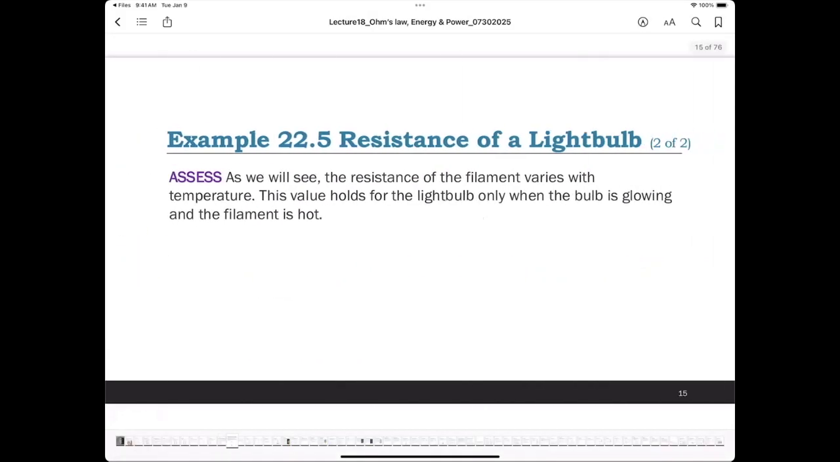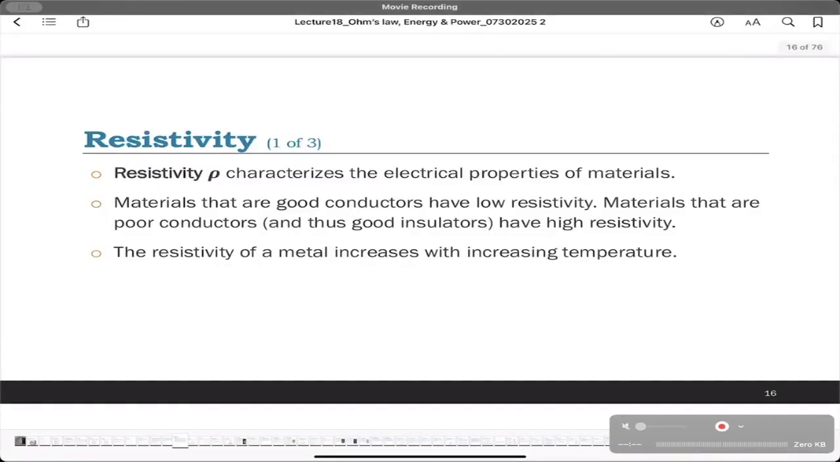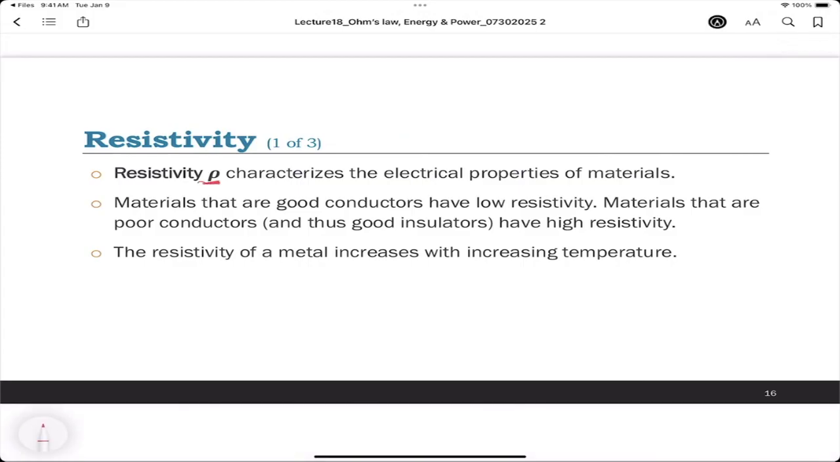As we see, the resistance of the filament varies with temperature. This value holds for the light bulb only when the bulb is glowing and the filament is hot. Let's talk about the other term called resistivity. We use this symbol to represent it. It characterizes the electrical properties of materials.